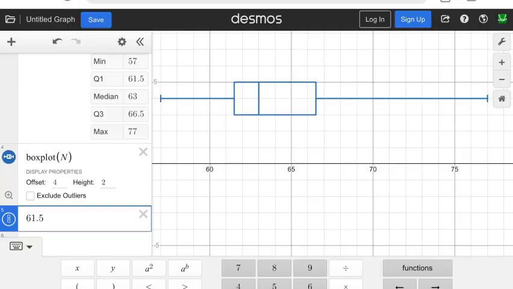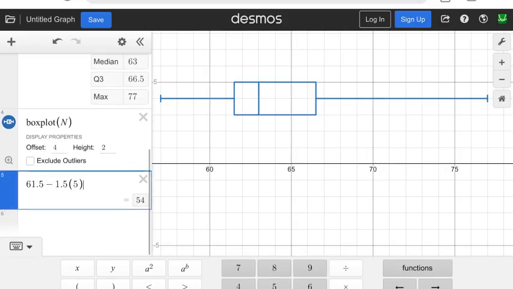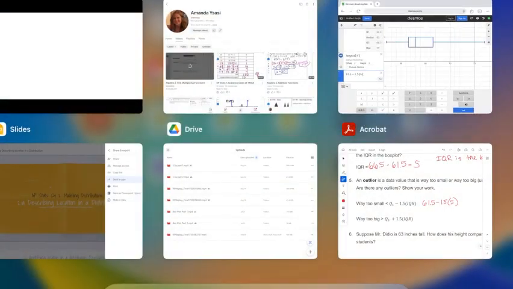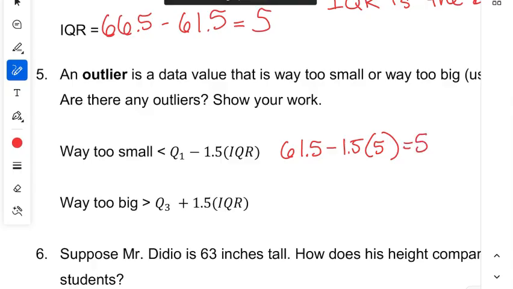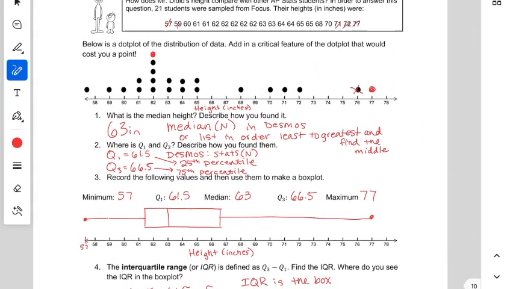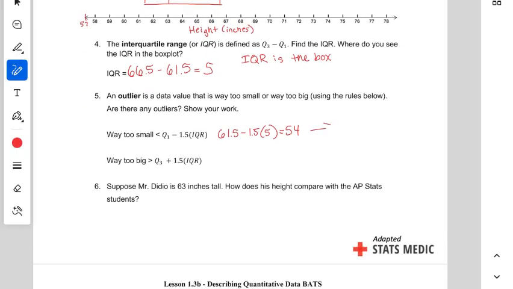And Desmos is a calculator also, so we can just put this in here: 61.5 minus 1.5 times 5. So it's 54. So anything lower than 54 is considered an outlier. Look back at our data. Do we have anything lower than 54? No, 57 is our lowest. So we're going to put no low outliers.